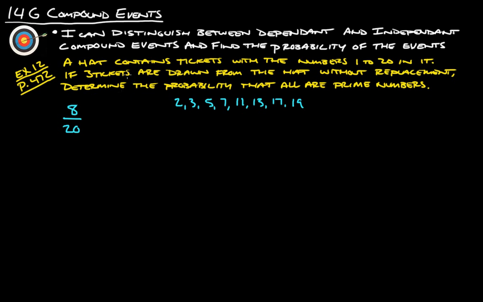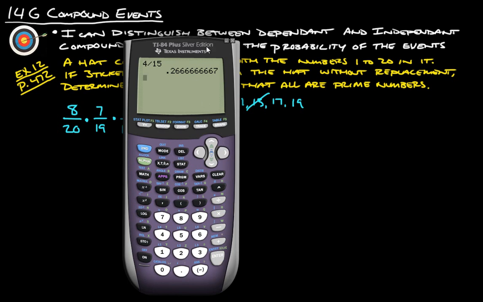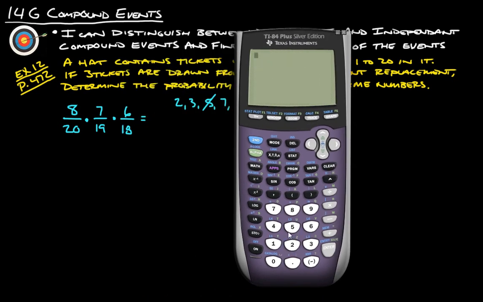Okay, it says 3 tickets are drawn from the hat without replacement. Determine the probability that all are prime numbers. So we got 8 out of 20 times... now that on the first one you've taken a prime out already, so let's say it was 13, now you have 7 prime numbers and 19 tickets left. Okay, so let's say the second one was 5. So then for the third one, there's only 6 primes left out of 18 total. And that is going to give us our answer. So let's figure that all out. That's a little bit trickier one.